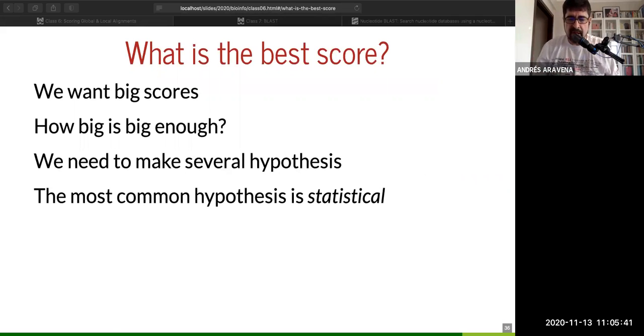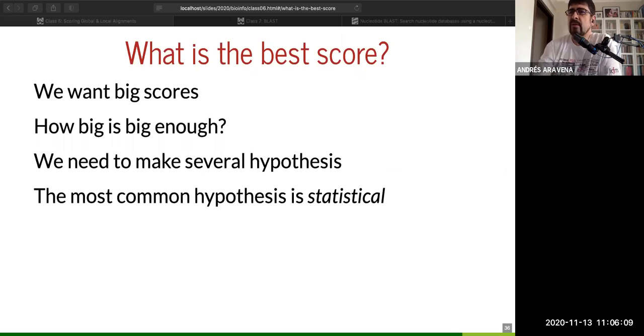Now, after you fix the matrix, the question is, what is the best score? Because if the sequences are identical, well, everybody's happy. But if the sequences are not identical, they will have a high score. But how high is high enough? Is kind of a question that was asked last week. What if they are very different? What do you mean very different? Or what is the threshold to say that two things are similar?